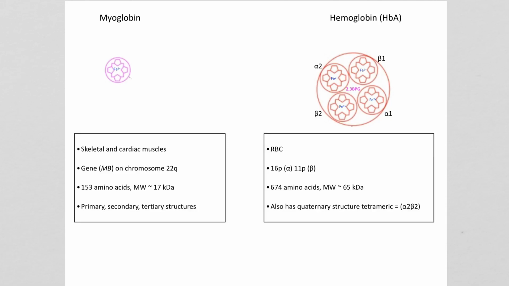These polypeptide chains in hemoglobin, you can see they are connected to one another by weak forces that we discussed before, such as hydrogen bonding, hydrophobic force, and so on, as well as ionic. So there is ionic or salt bridges or electrostatic interactions between these four subunits to form the quaternary structure, alpha 2, beta 2.